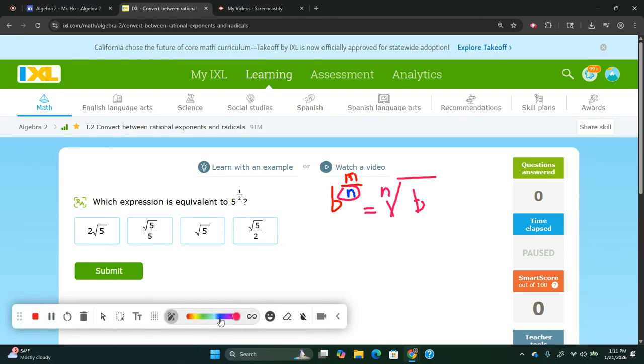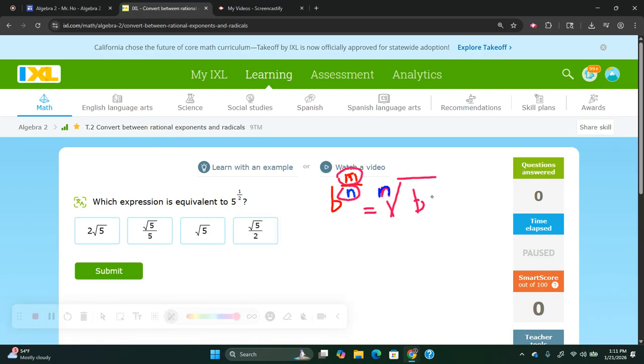I can put the blue color, so you can see better. Here we go. And root. And then the power m should stay right here. Okay, so here we go. So now you have 5 power 1 over 2. So the number 2 should be the index of the root.